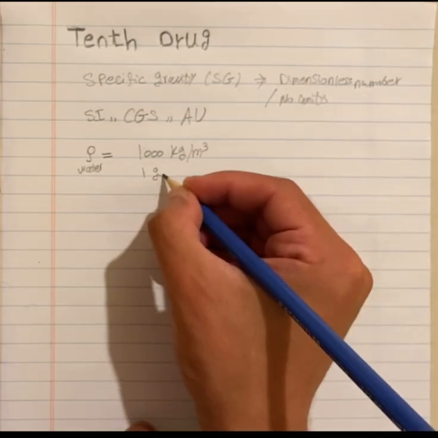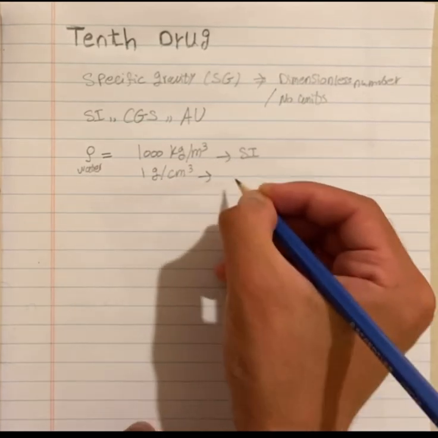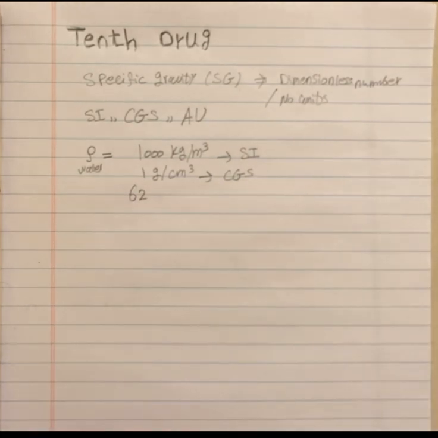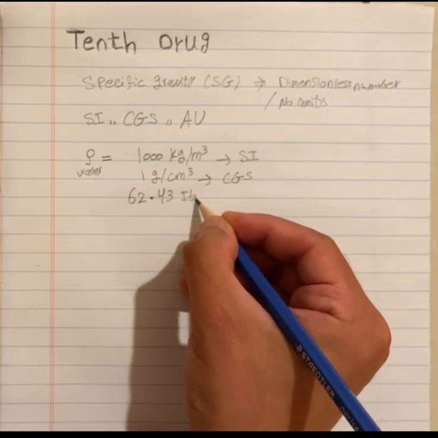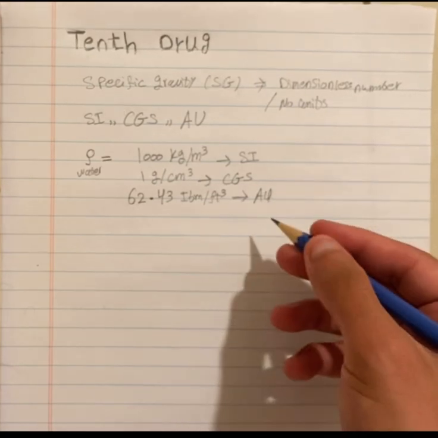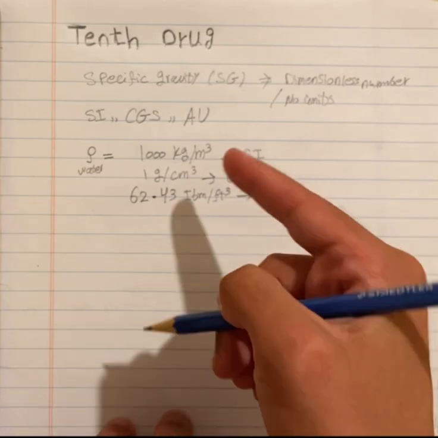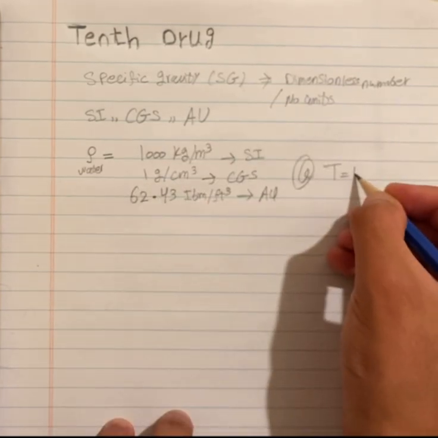In the CGS system, it is gram per centimeter cube. Here SI, here CGS, and in the American system, the one that is always far away from these two, 62.43 pound mass per feet cube. Once again, this is not the element for gold, it's just the American unit shortcut. All of these densities of water are calculated at T equal to 4 degrees.